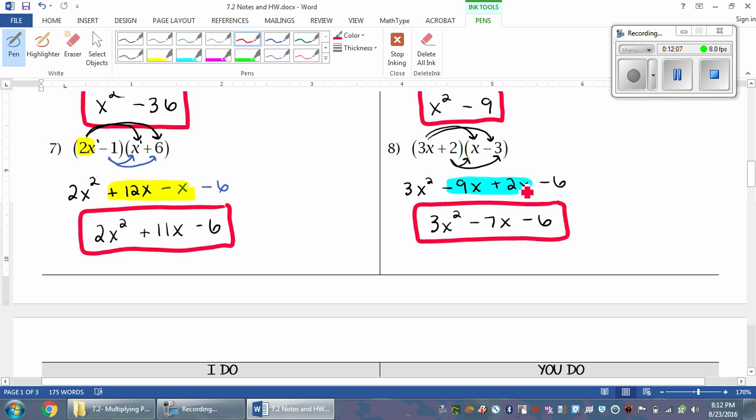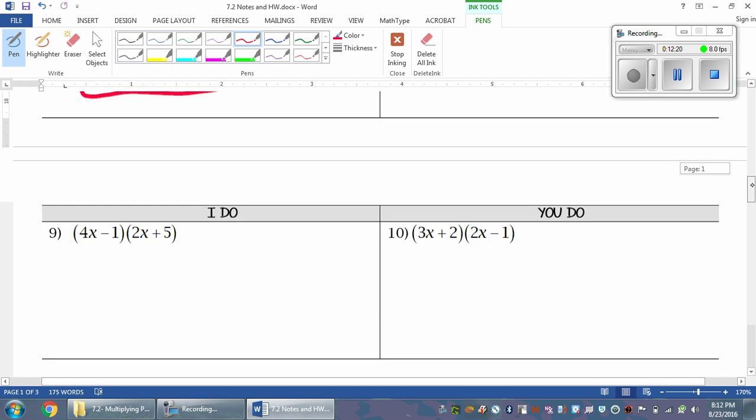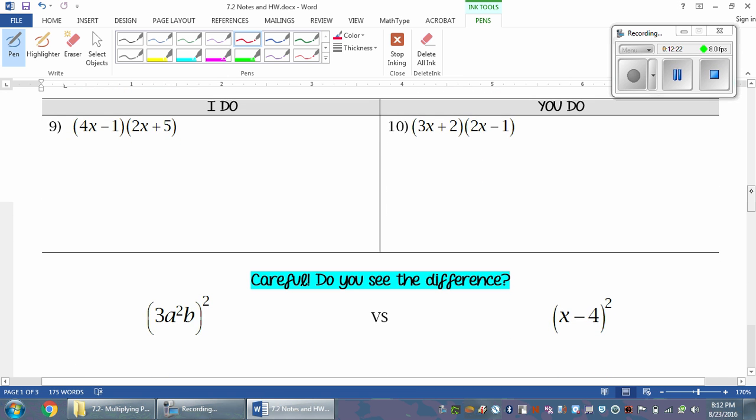2 times x is positive 2x. 2 times negative 3 is negative 6. Combine my like terms. Negative 9x plus 2x is negative 7x. All right, please go ahead and flip to the back side. We are going to continue working on 2 more of these types of problems.